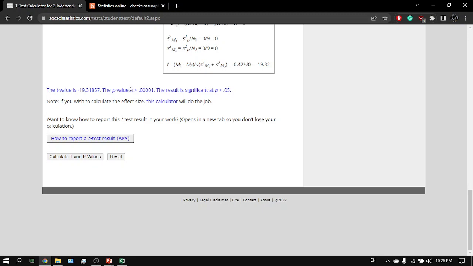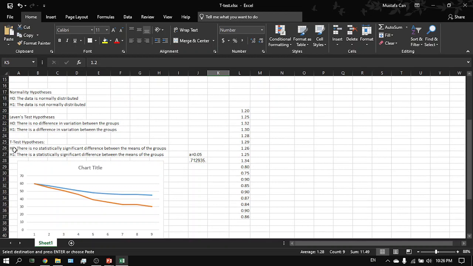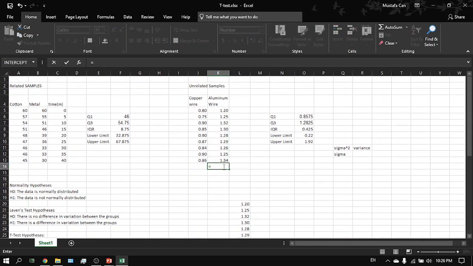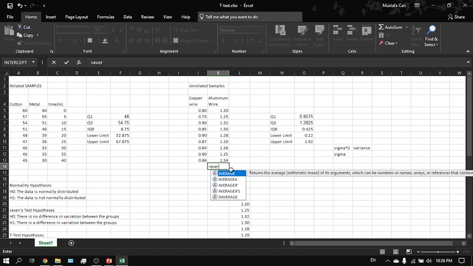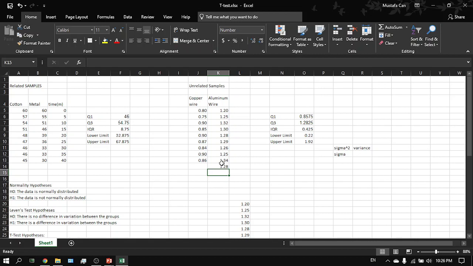Let's see p. P is lower than this value, so it's really significant. And let's see, p is a lot lower than alpha. I reject the null hypothesis. There is a statistically significant difference between the means of the groups. Yes, and let's see how I would draw the graphic of this. I take the average of these two. These are the average values. I should write them down so that it's not confusing.